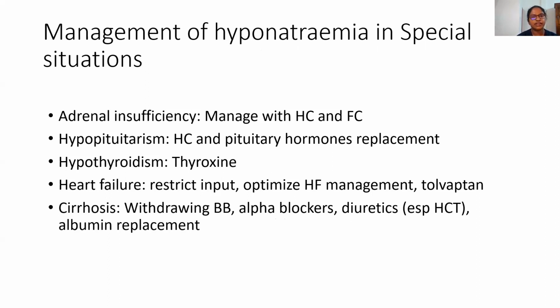One thing is adrenal insufficiency. You diagnose adrenal insufficiency with a 9 a.m. cortisol and, if necessary, a short synacthen test. If the diagnosis is there, you can manage those patients with hydrocortisone and fludrocortisone. If there is evidence of hypopituitarism, then you need to treat them with hydrocortisone and other pituitary hormone replacement. Hypothyroidism is an easy diagnosis. You can start thyroxine and the patient's hyponatremia will spontaneously disappear over some time.